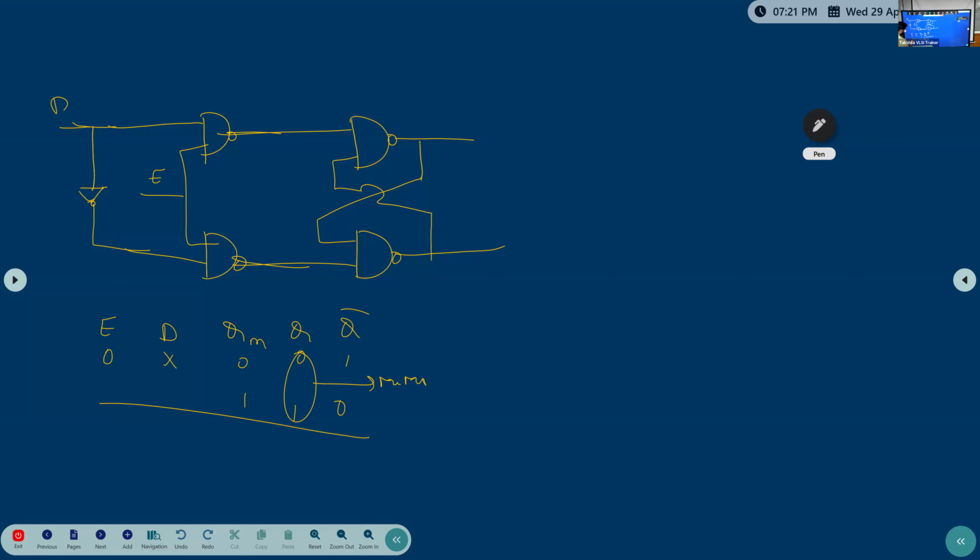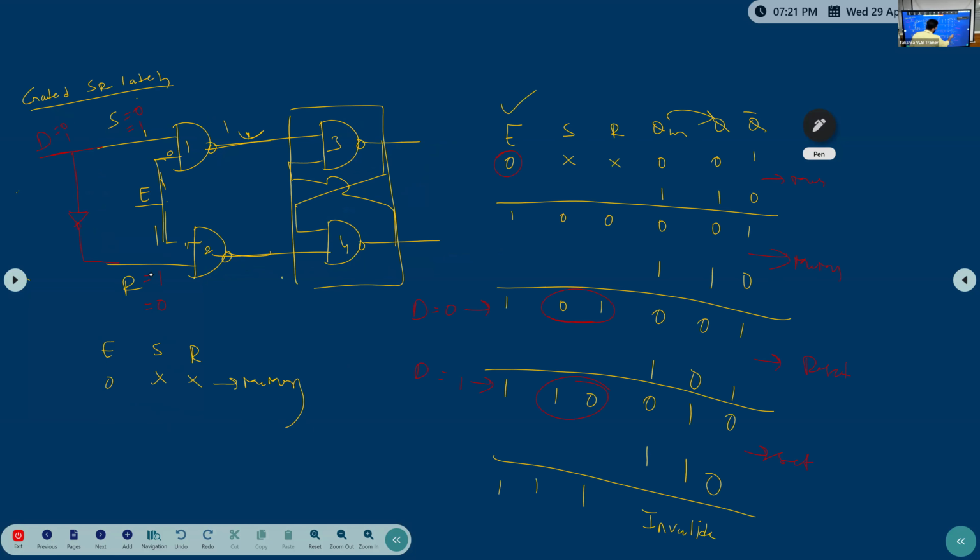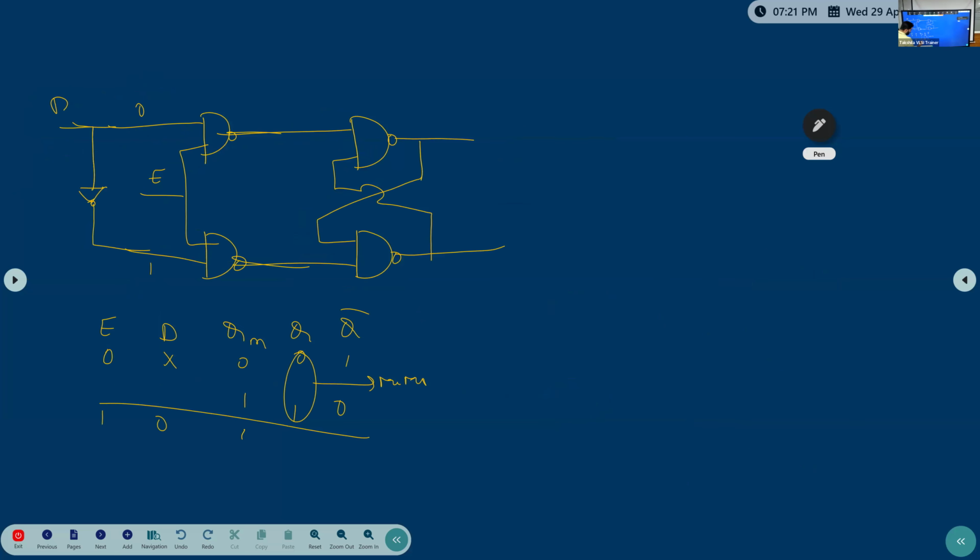Memory. If E is 1, D is 0. D is 0, what happened? This one is 0, this one is 1. This one is 0 and 1. What are we getting? The 0, 1 case. 0 means 0, 1, 0, 0. The output becomes reset.